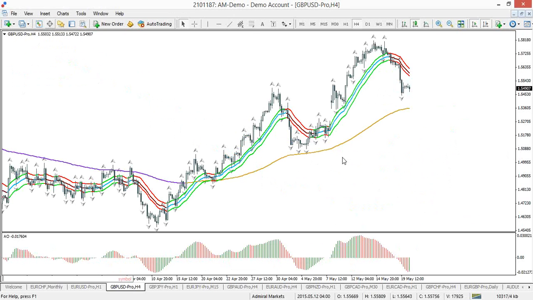So let's take a look at the 4-hour chart. And when we look at the 4-hour chart, we don't see divergence between these stops. That supports the upside still one more push up.